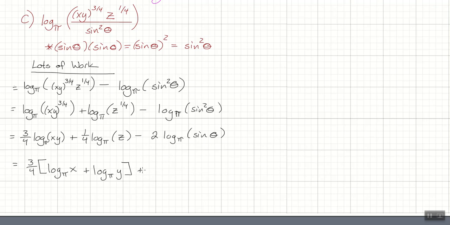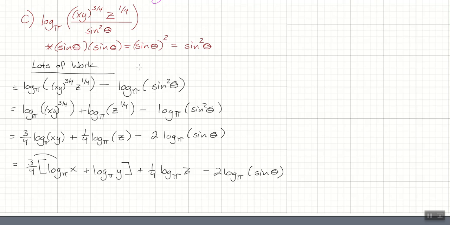If you just write 3/4 in front of each of the logs, you could. You don't have to put the brackets. Plus 1/4 log base pi of z. That's my bad. Sorry, guys. Good catch. Minus 2 log base pi of sine theta. Now it looks okay. If you stop here, I'm good with it. If you had connected those, I'm good with it. When I expand this in a minute, without showing all this work, we're going to get a different looking answer, but I promise it's not going to be different.